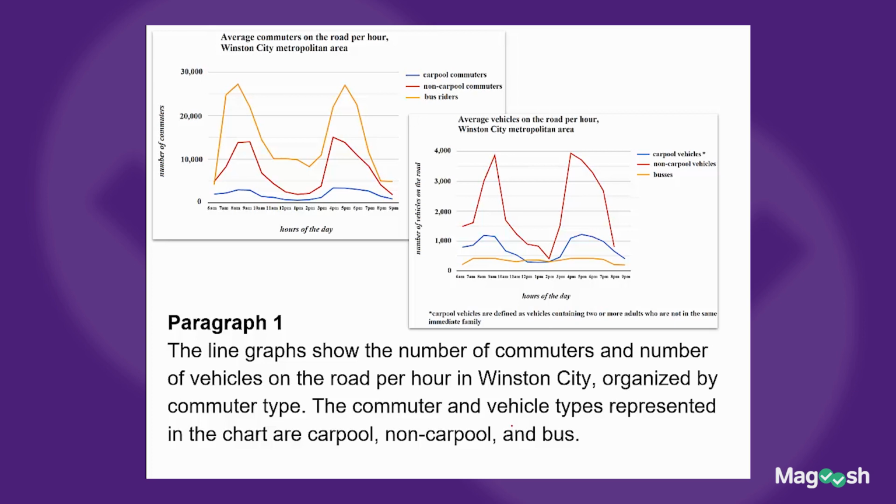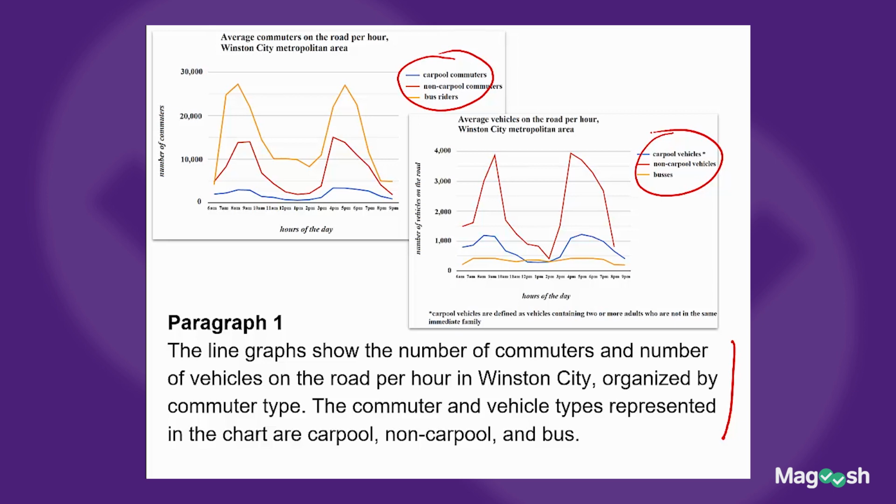So let's look at our paragraph 1 sample down here. The line graphs show the number of commuters and number of vehicles on the road per hour in Winston City, organized by commuter type. The commuter and vehicle types represented in the chart are carpool, non-carpool, and bus.